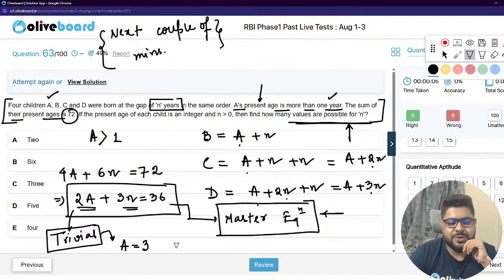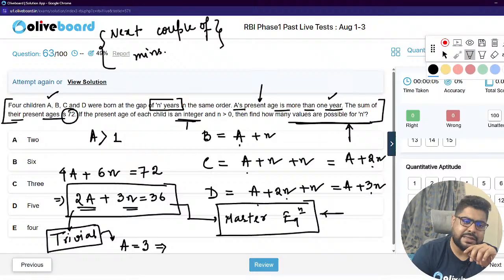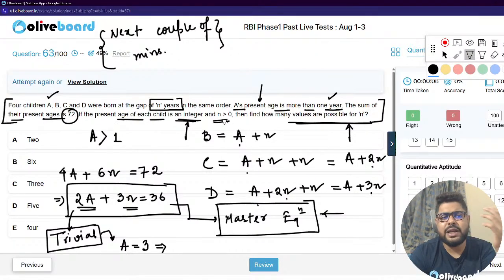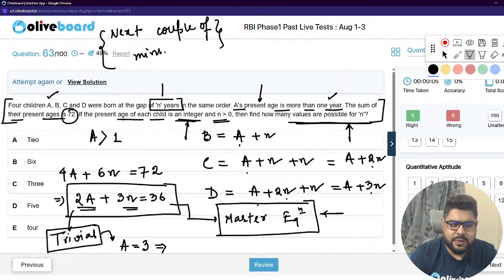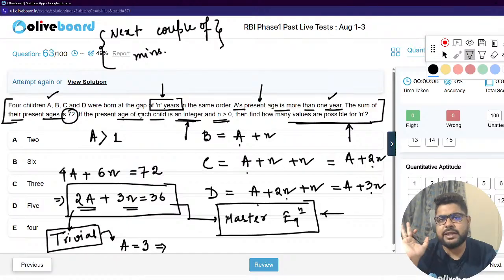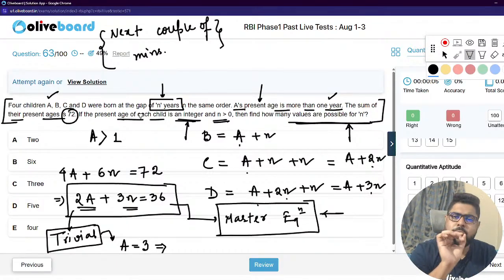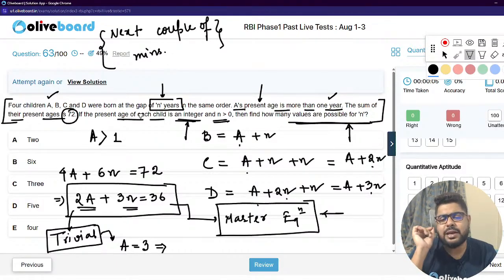Let's put A equal to 3. Not possible because n has to be an integer. Why not possible? If anyone is asking, the present age of each child is an integer and n has to be an integer as well. Because n is what? It was like born at a gap of n years. So both A as well as n have to be integers. So A cannot be 2. So A's minimum value is coming out as 3. Now if I put 3, that means this is 6, 3n is 30, n comes out to be 10.